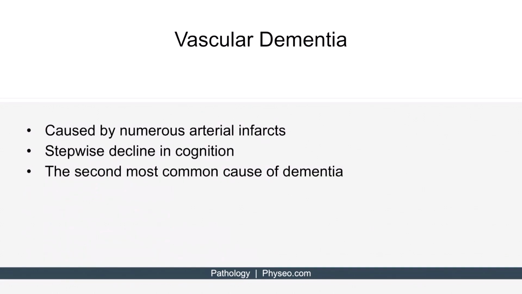Vascular dementia is caused by numerous arterial infarcts over time. Patients will present with a stepwise decline in their cognition, and this is the second most common cause of dementia.